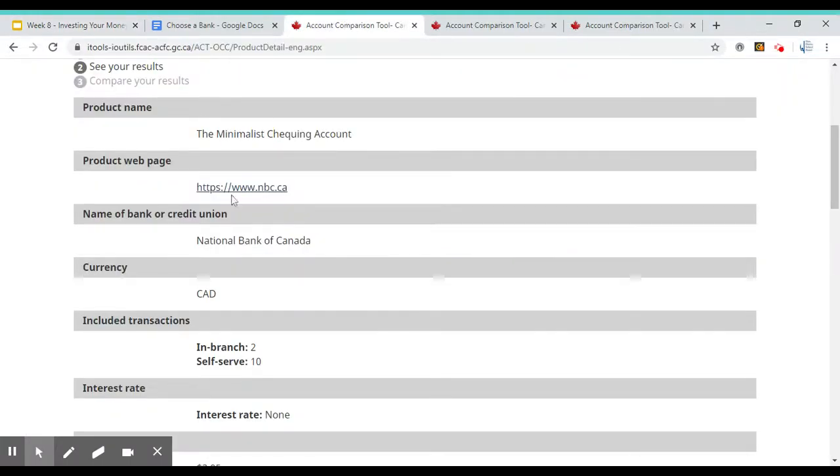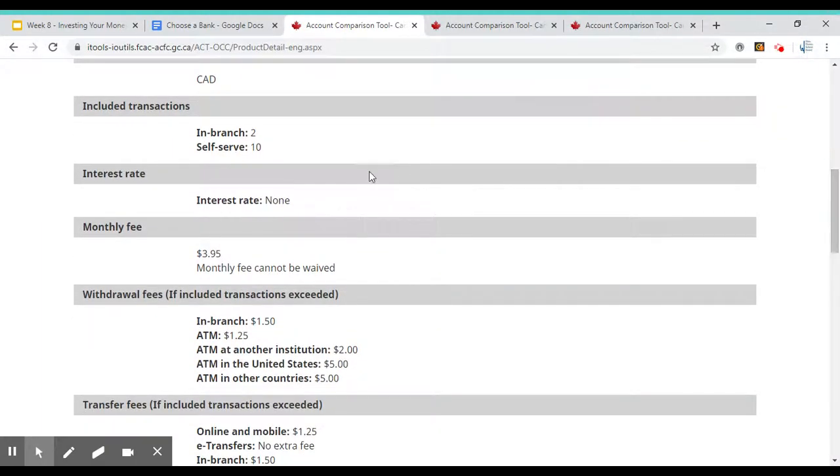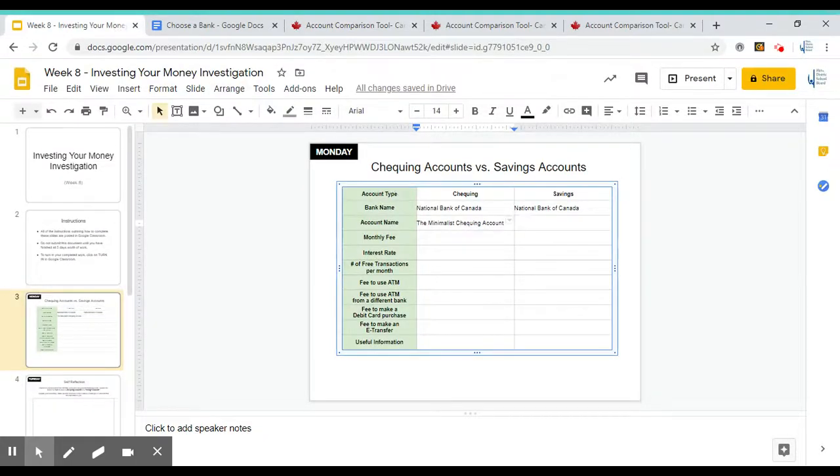So these are not necessarily in order. As I scroll down, I see currency that it's in Canadian dollars, and there's the monthly fee. So it says the monthly fee is $3.95, which means they charge you $3.95 every month to have this account. And it says the monthly fee can be waived, which means you have to pay $3.95. So if I go back to my thing, my monthly fee is $3.95.